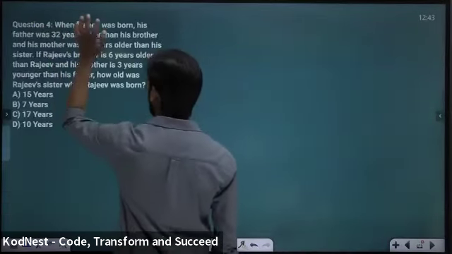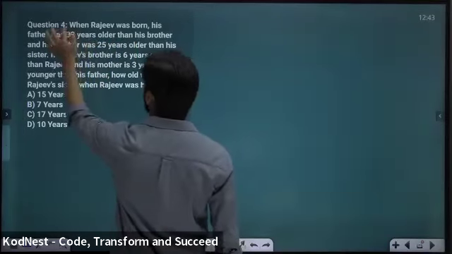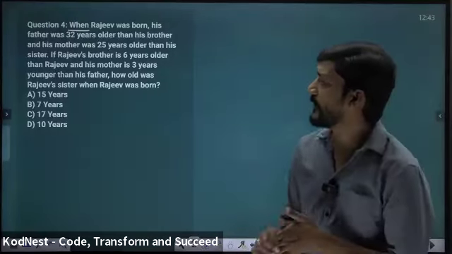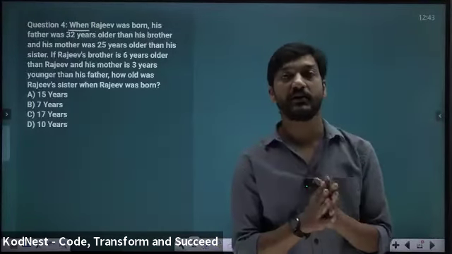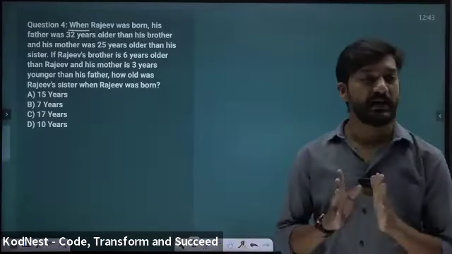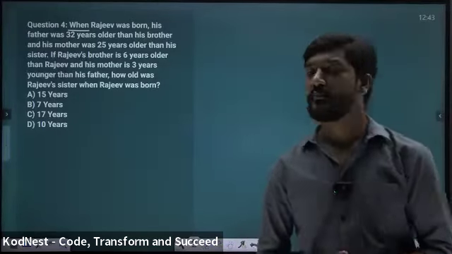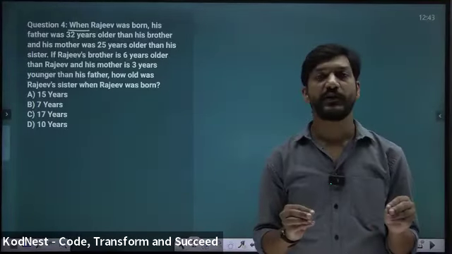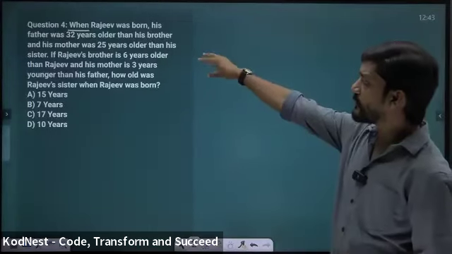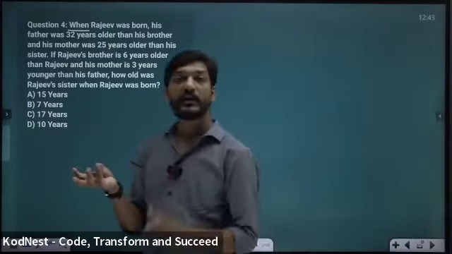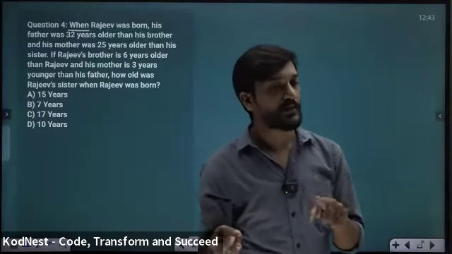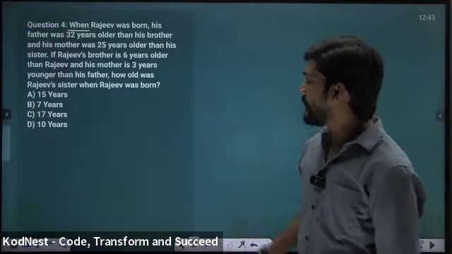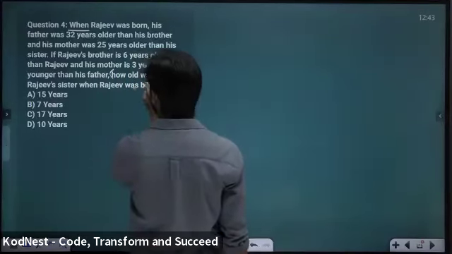When means time. Okay, the time when Rajiv was born, father was 32 years older. Always these kinds of statements mean age difference is given. So in this question, many age differences are given, and here we have five persons: Rajiv, Rajiv's brother, Rajiv's sister, Rajiv's mother, Rajiv's father. Out of the five persons, some age differences they have given, and based on that, they are asking a question.